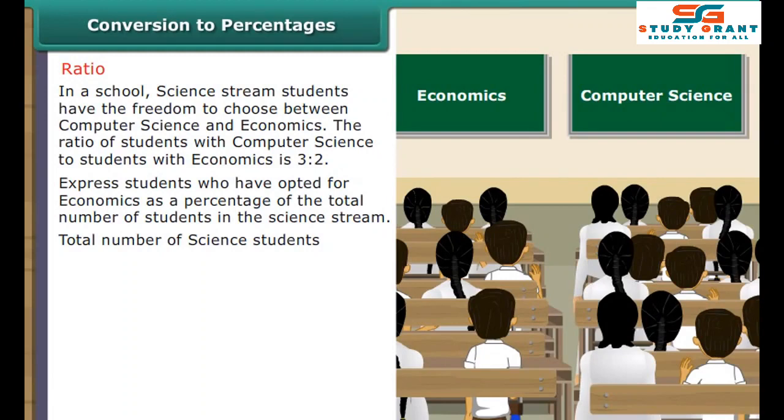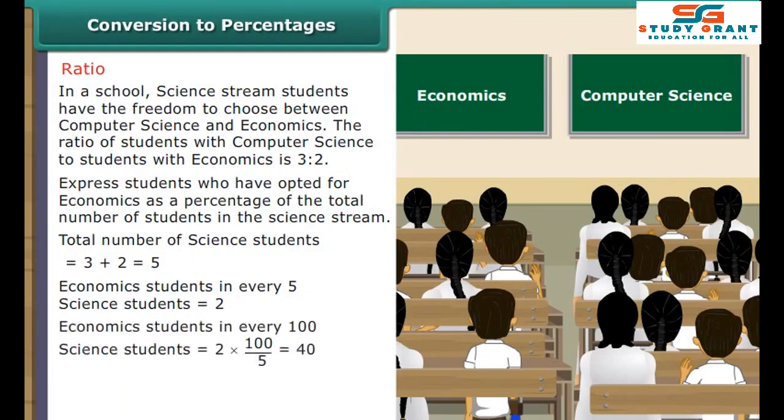Total number of science students is equal to 3 plus 2 is equal to 5. Economics students in every 5 science students is equal to 2. Economics students in every 100 science students is equal to 2 upon 5 into 100, which equals 40. 40% of the science students have opted for economics.